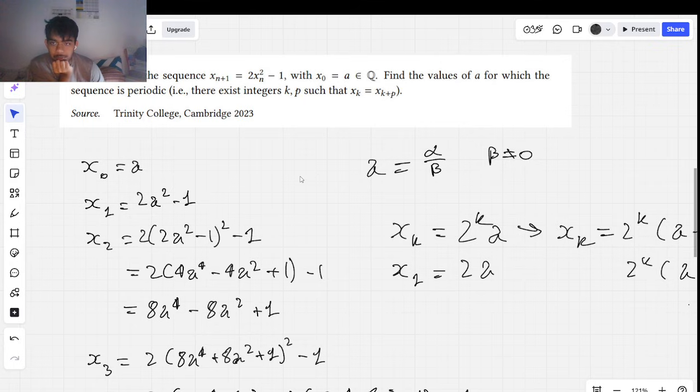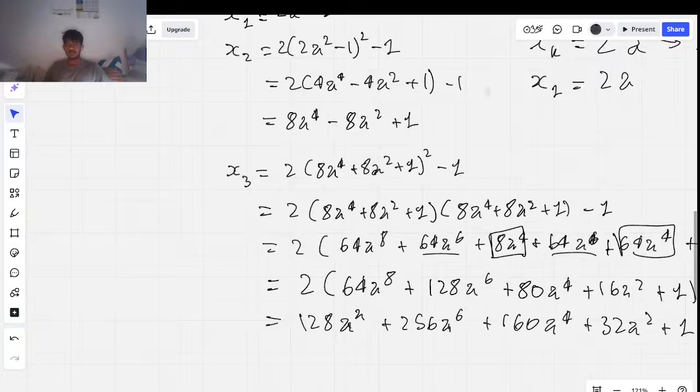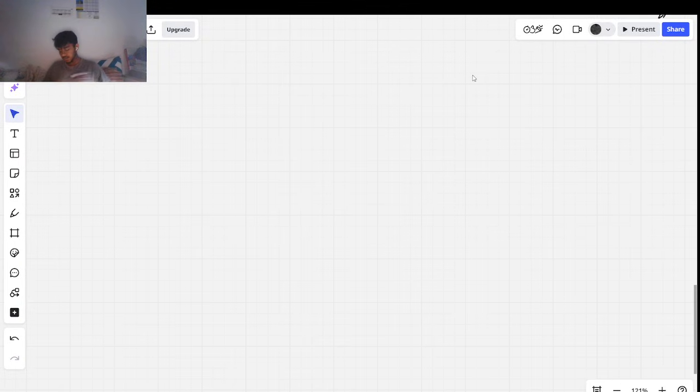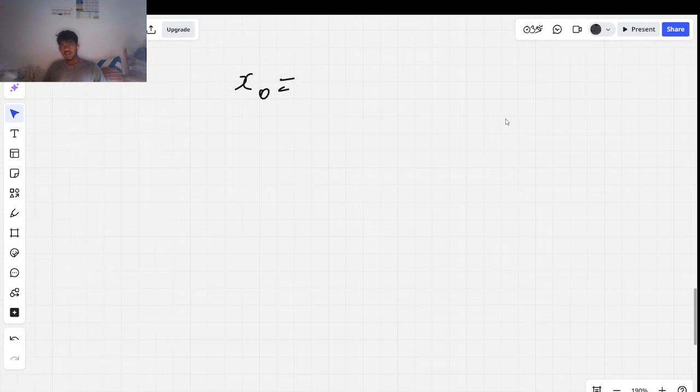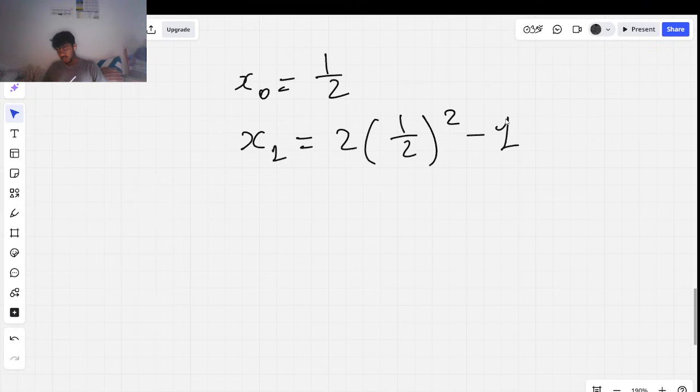Values of a for which the sequence is periodic. Okay, perhaps I can choose some a. Well, one is one irrational number, technically. Let me try a half. Okay, x equals a half. So I'm going to go down here and try that out. So x naught is equal to a half, which means that x1 is equal to 2 times (1 over 2) squared minus 1, which is just a half.